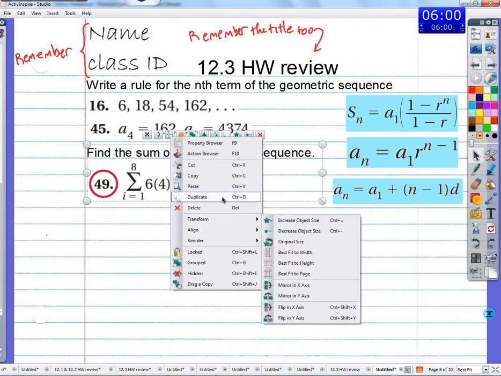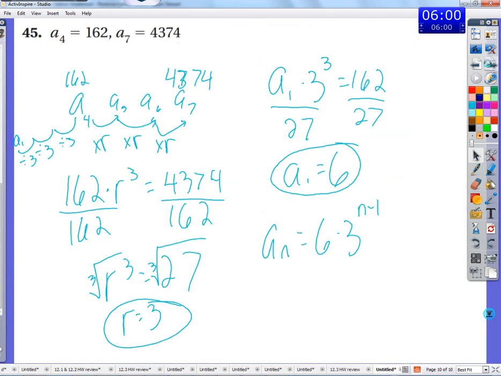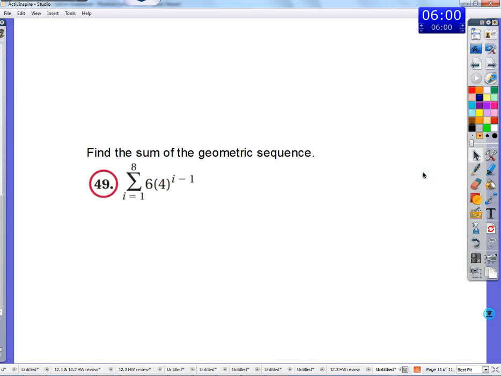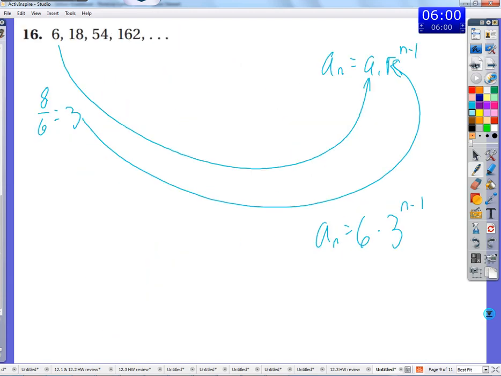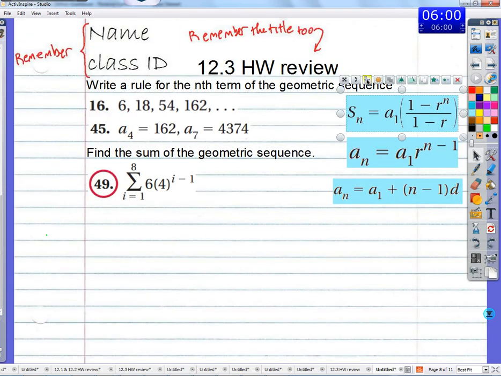Sum of this geometric series. When we add things up, we're called a series. Right? We can write out all, how many terms are we going to add up? Eight. We could write them all out, 1, 2, 3, 4, 5, 6, 7, 8 of them, by plugging in i is 1, 2, 3, 4, 5, 6, 7, 8. Or, because it's a geometric sequence, which is really handy, we have a nice little formula just for that.